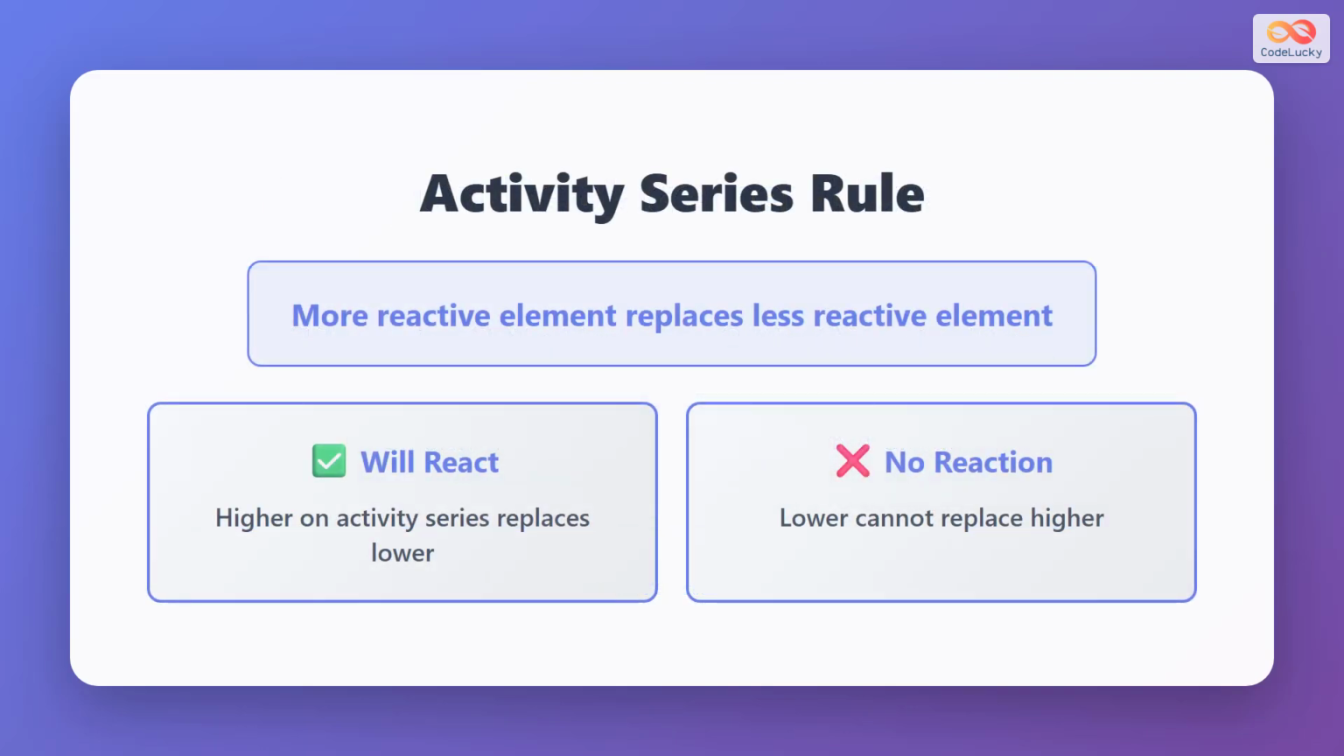The activity series is crucial for predicting whether a single replacement reaction will occur. The rule is simple. A more reactive element replaces a less reactive element. If an element is higher on the activity series, it will successfully replace an element that's lower on the series. However, if an element is lower on the activity series, it cannot replace an element that's higher. This means no reaction will occur in that case. Always check the activity series to determine if your reaction is possible.